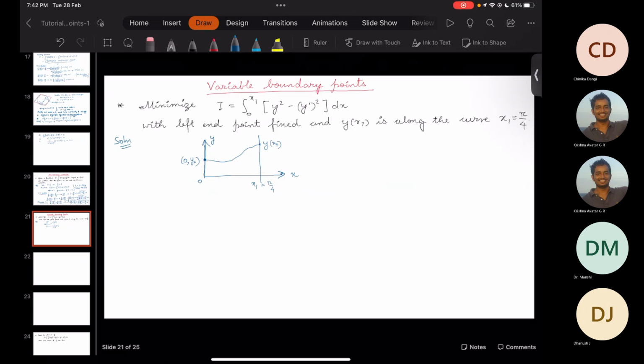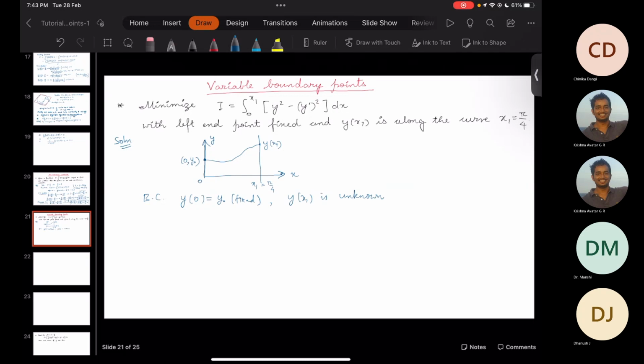So essentially, what we see here is there is a problem with a variable boundary point at the right end. Okay, so we have a function given here, and the boundary condition is that we are just given one point, which is y of x naught, or y of 0, is equal to y naught, which is fixed, and about y at x1 it is unknown, right?